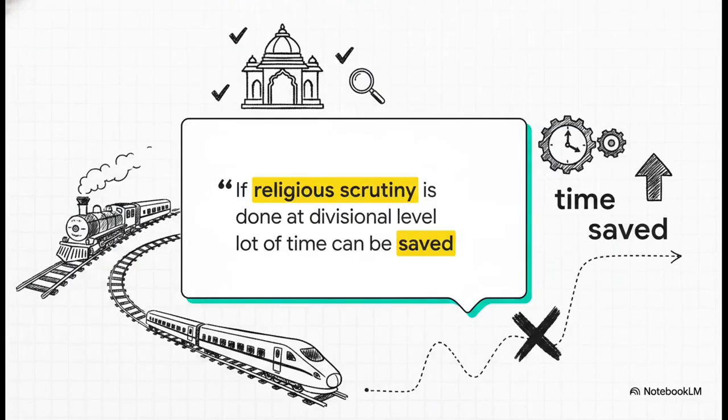Now, because the stakes are so astronomically high, creating an ESP requires intense administrative exactness. In fact, the Indian Rail Ministry uses a really fascinating phrase for this. They state that these plans demand, quote, religious scrutiny. It's a heavy choice of words, isn't it? They note that if this religious scrutiny is done properly at the divisional level, dangerous errors are completely prevented and massive amounts of time are saved. There is zero room for approximation here.